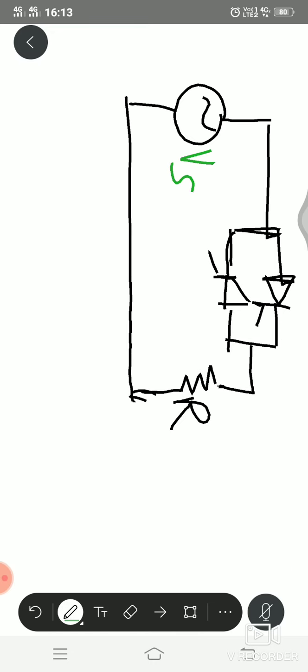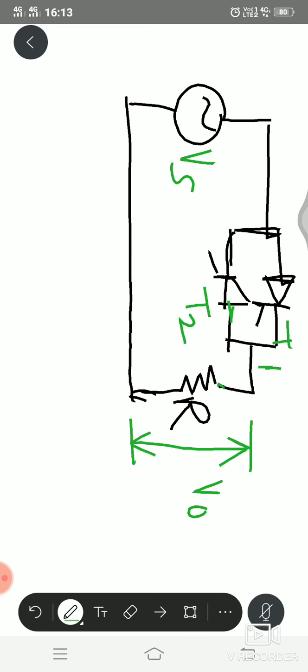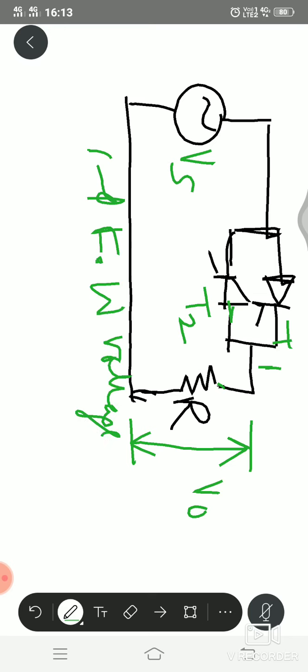So now let us name, this is Vs, the AC supply voltage. This is V naught, which we are measuring across R load. And this is a thyristor T1 and this is another thyristor T2. The circuit name is one phase full wave voltage controller.